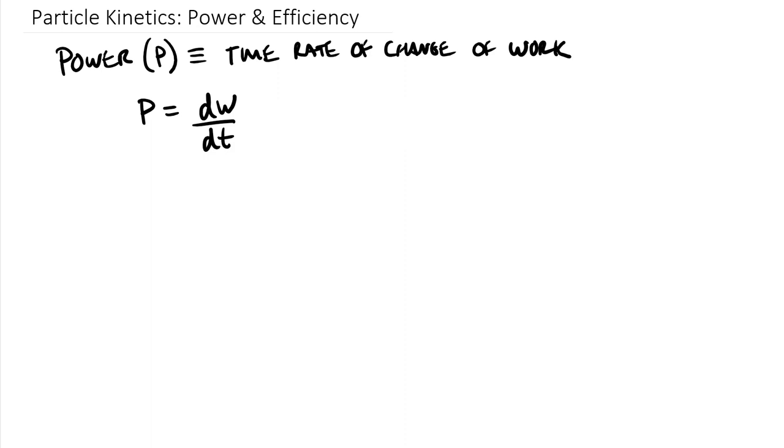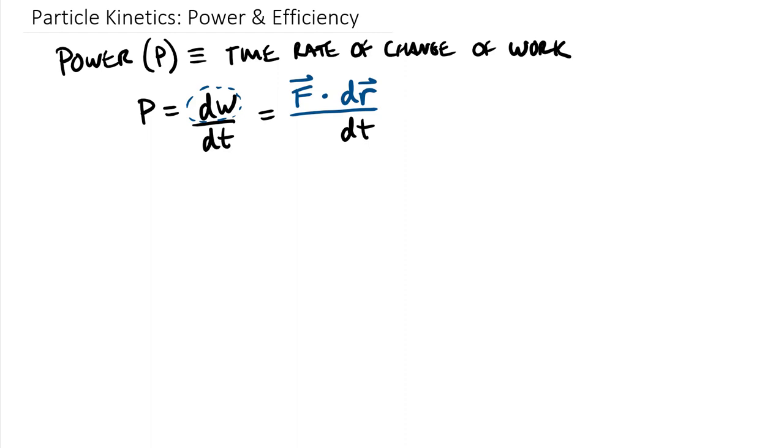And so what we can do is a little substitution, related to this work term. Remember that work is a dot product of force and distance. So we can write here that work is equal to F dot dr. The reason it's dr instead of just r is because this is dW, an infinitesimally short amount of work. And so this is going to be dt, still a dt in the bottom.